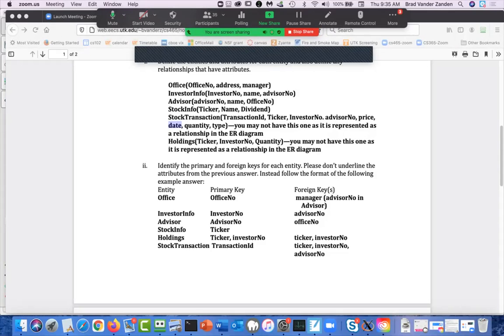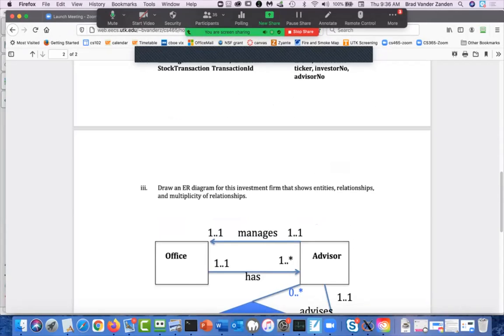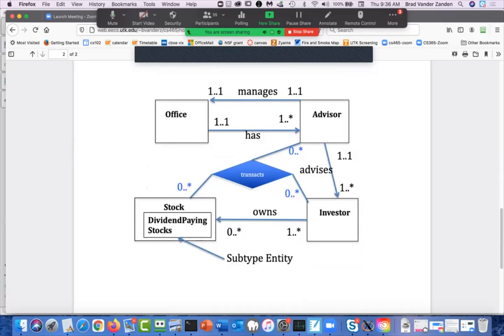So with our relationships, the holdings and stock transactions, the foreign keys are pointers to each of the entities involved in that relationship. Okay. So then we have our diagram here.